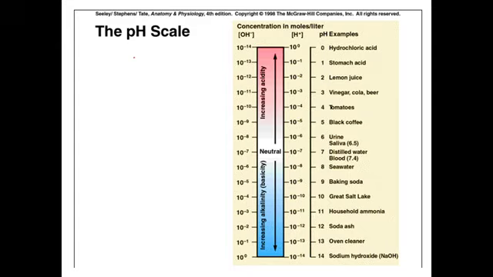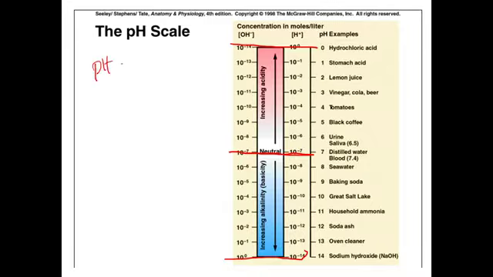Okay, so this is the pH scale. The pH scale is a bit upside down: 0 is on top, 14 is on the bottom. The pH scale ranges from 0 to 14, with 7 being relatively neutral. 0 is acidic, and 14 is basic.